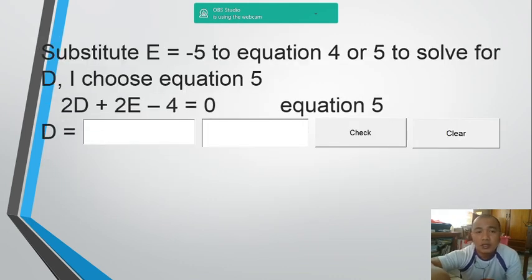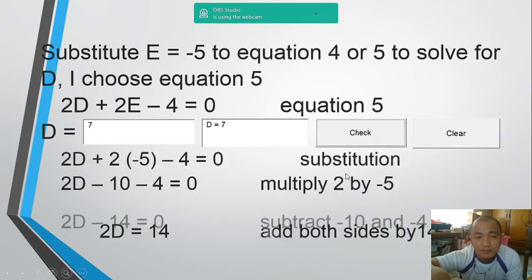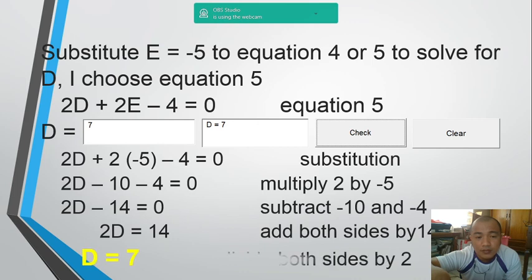Then substitute e equals negative 5 to equation 4 or 5 to solve for d. So I choose equation 5. Substitute e equals negative 5: negative 10 minus 4, negative 14. 2d equals 14, so d is 7. Let's check. Correct. d equals 7.